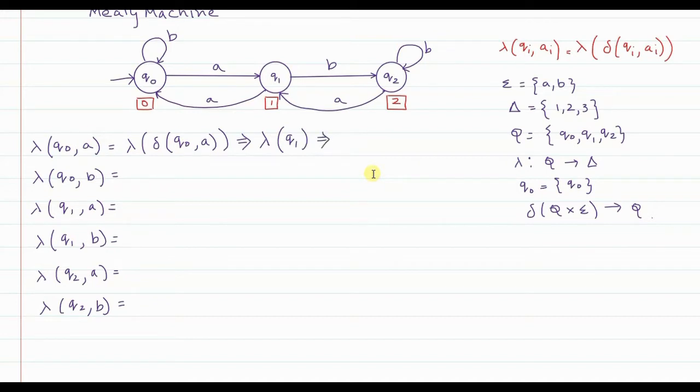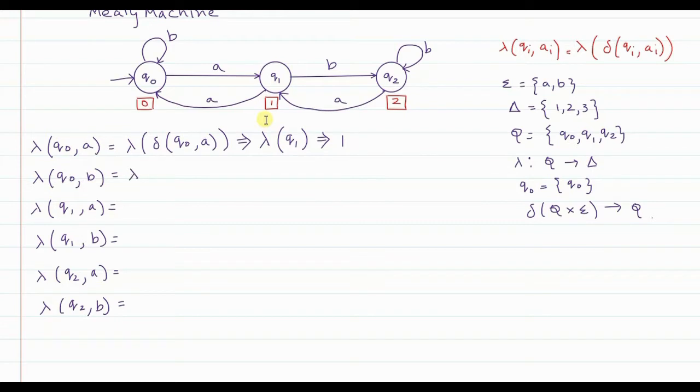Now you find out what is lambda. Lambda means output function. So you find the output that is associated with state Q1. The output associated with state Q1 is 1. So the answer of this is 1.